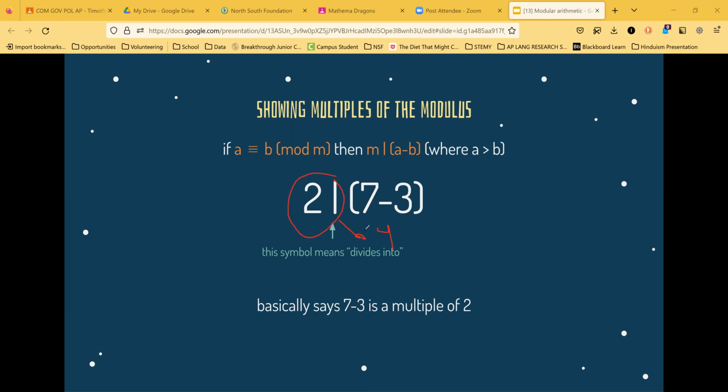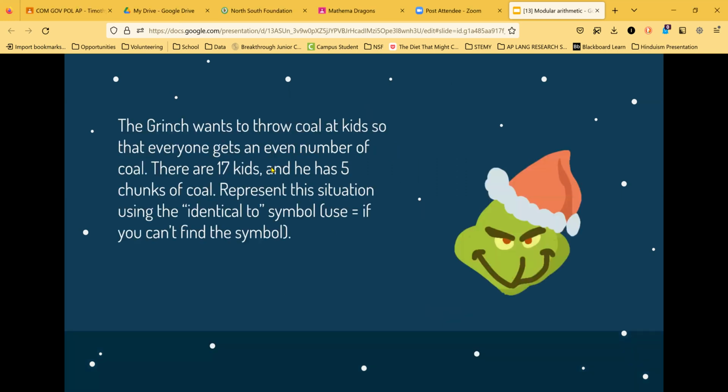That is a lot of words, because it's a bit hard to explain without a lot of words. But basically what it's saying is, if you have two numbers which have the same remainder when divided by a number m, then m divides into the difference. The difference is a multiple of m.